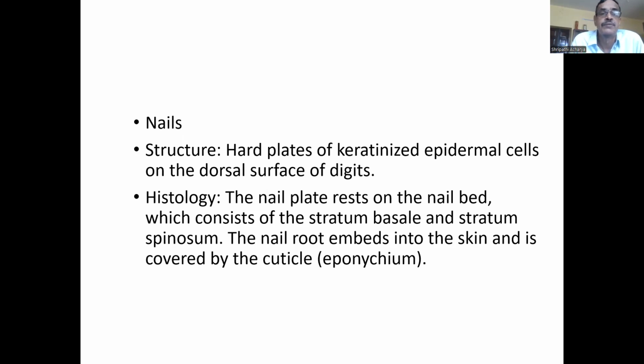Nails. Structure: hard plates of keratinized epidermal cells on the dorsal surface of the digits. Histology: the nail plate rests on the nail bed, which consists of the stratum basale and stratum spinosum. The nail root embeds into the skin and is covered by the cuticle, eponychium.